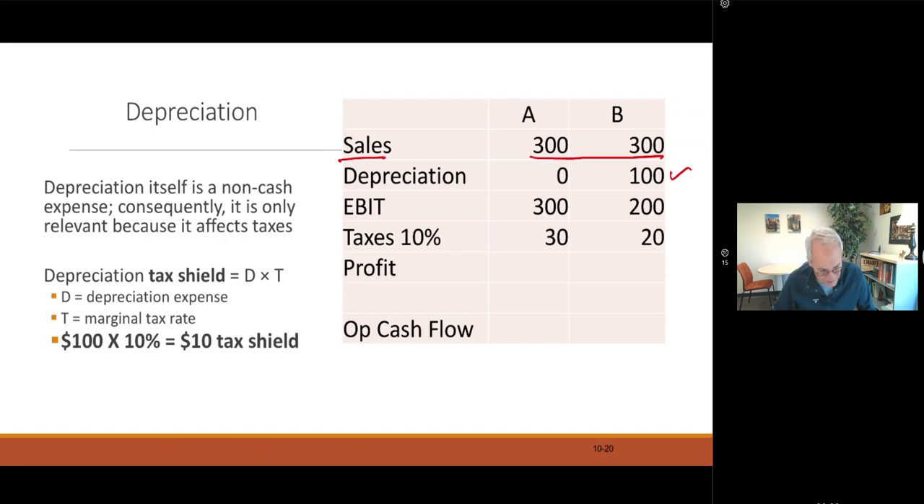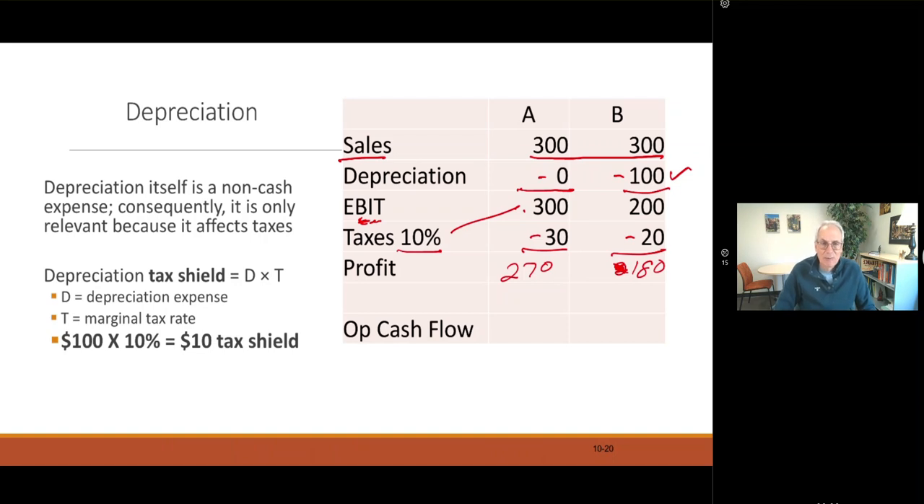So what is the profit? 300 minus 0 is EBIT, earnings before interest and taxes, of 300. Okay, so we're just drawing a line there. Taxes at 10%, so 10% of 300 is 30. Subtract that. We have profit of $270. We do the same thing over here, and we have $180. So which would you prefer, A or B?